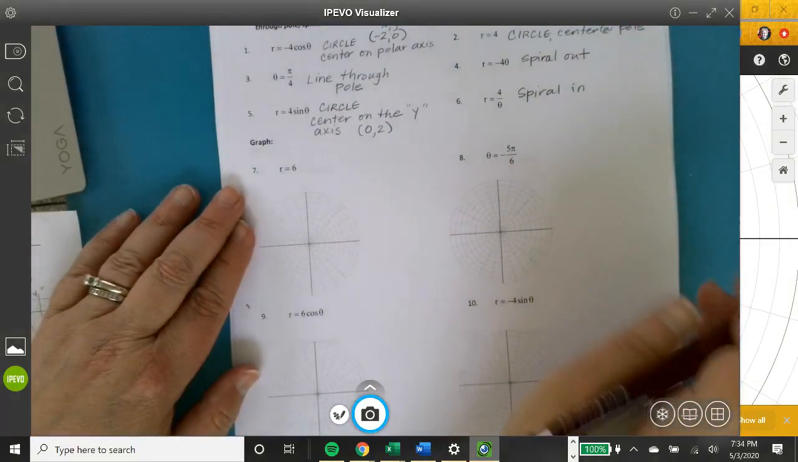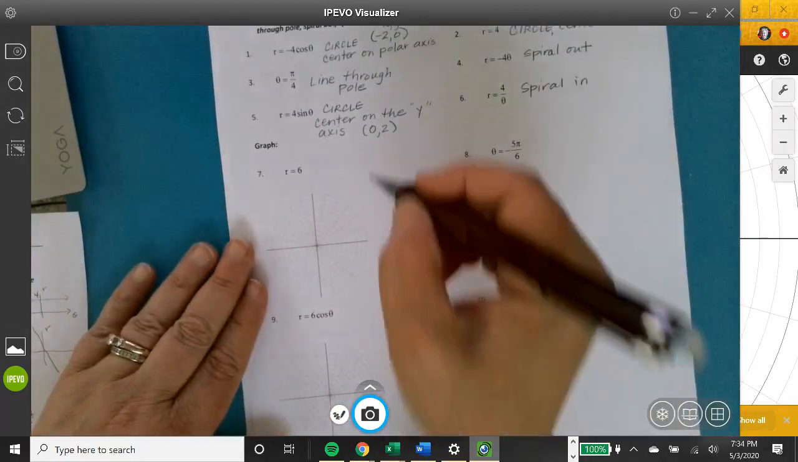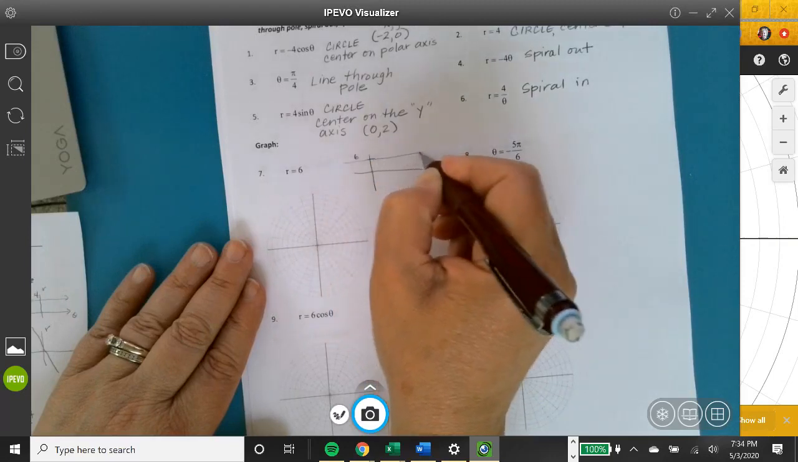Okay, so r equals 6. What do we get? R is constant, right? R is constant. It's 6 forever and always.